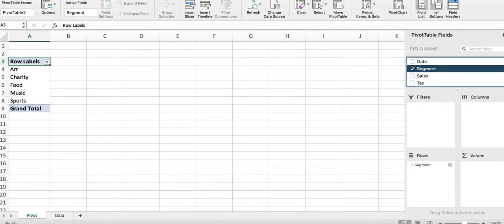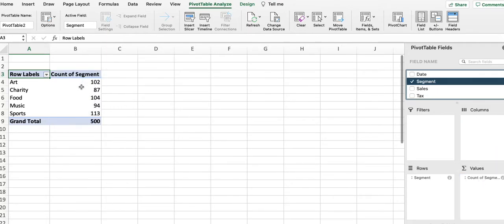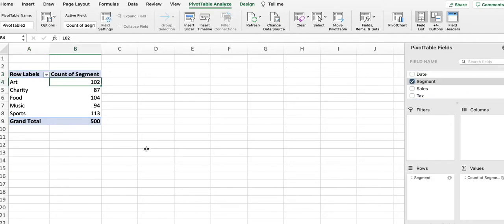Now, what do I want my pivot table to tell me? Well, let's see. First of all, I want to know how many transactions occurred in each one of the different segments. So I'm now going to grab my segment, and I'm going to put it in values. And this tells me that I had 102 transactions for art, I had 87 for charity, and so on and so forth. I can actually change this if I wanted to.